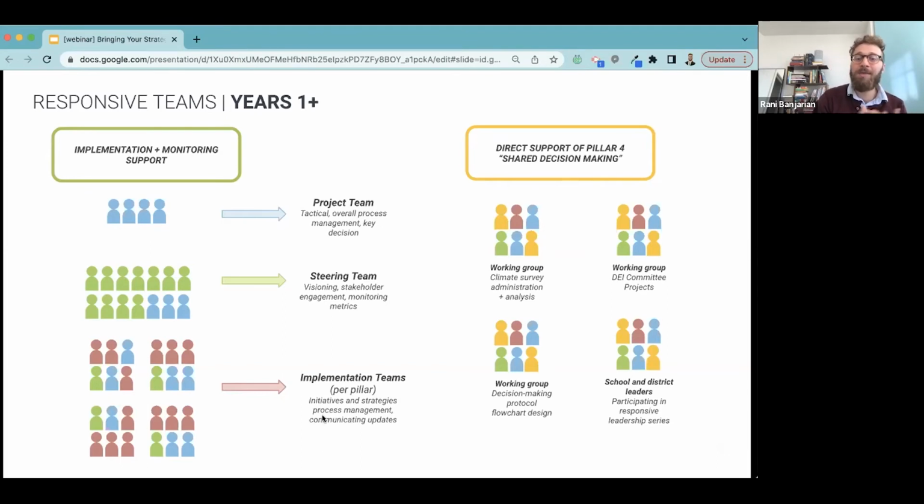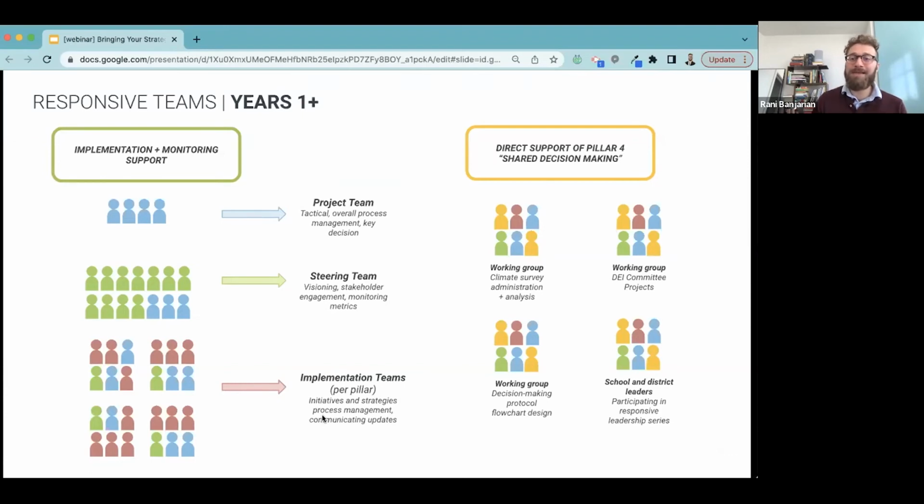Initiatives and strategies, process management, communicating updates. And it is a very, not to use a buzzy word, I hate to use a buzzy word, but it is a very synergetic process. We really like to see the implementation teams have representation from the steering team, that the project team members sit on implementation teams as well, and that all of these different groups, like Samantha was saying, are talking to each other.